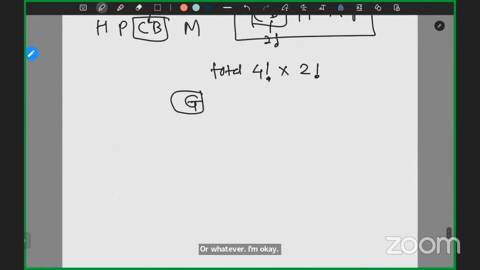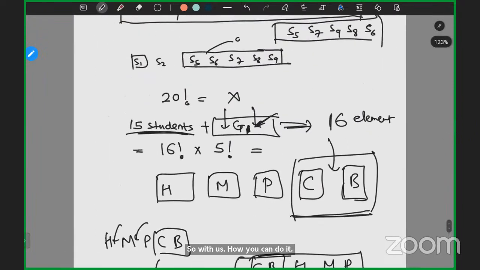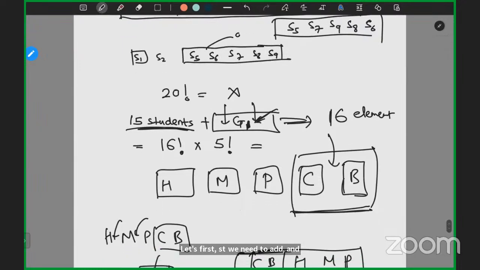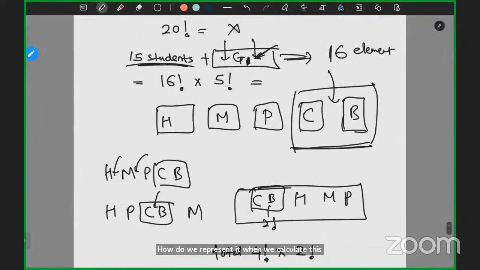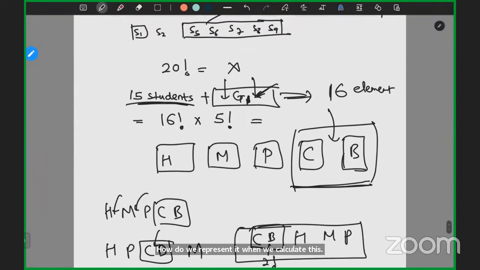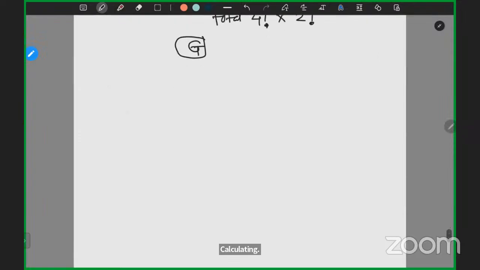First we need to add, and then second we need to multiply. Sir, give me the general notation, right? Like n. How do we represent it when we are calculating this? The general formula, that's what I'm asking. Okay, see, what's happening is actually this is factorial only.